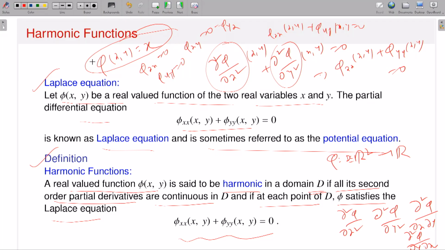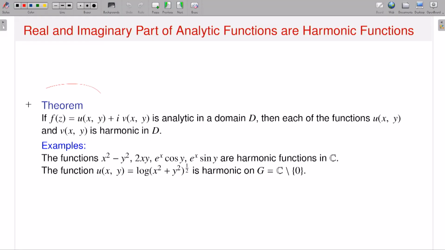Now I just explained why I need harmonic functions, because there is a connection with analytic functions. And this is the theorem: the real and imaginary parts of analytic functions are actually harmonic functions. So what is the statement of the theorem? If f is of the form u plus iv, which is an analytic function in a domain D, then each of the functions u and v are harmonic. And of course one can prove that theorem.